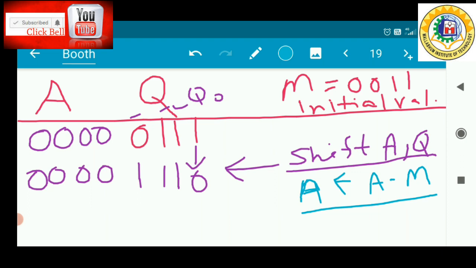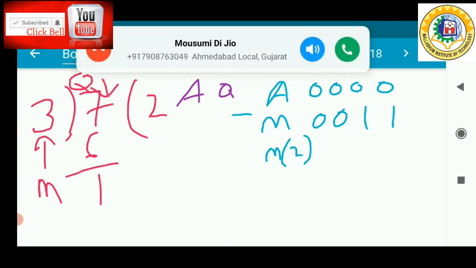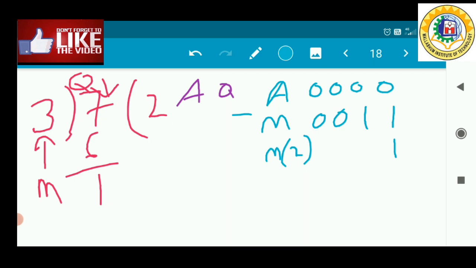So A will be 0 0 0 0 and M will be 0 0 1 1. You have to perform A minus M. To perform A minus M, we just make the 2's complement of M. So the 2's complement of M is just the opposite of this, that means 1 makes 0 and this is 1 1.